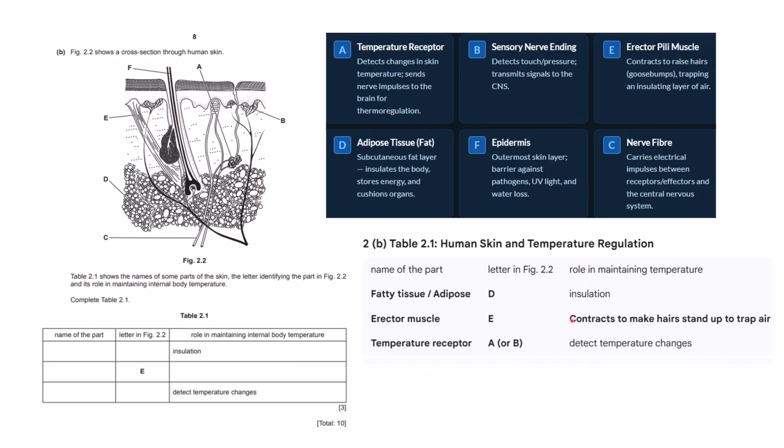The role in maintaining temperature is insulation. The name of the part, erector muscles, and the letter in the figure is E. Contracts to make hair stand up to trap air. And name of the part, temperature receptor, and the letter in Figure 2.2, A or B, detect temperature changes.